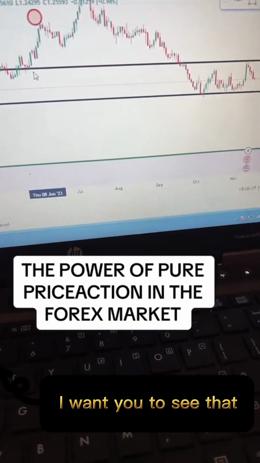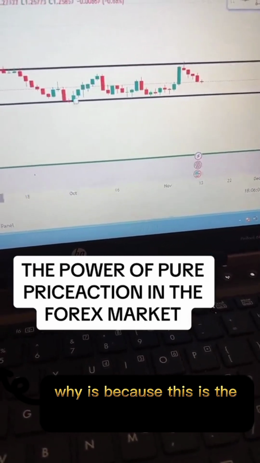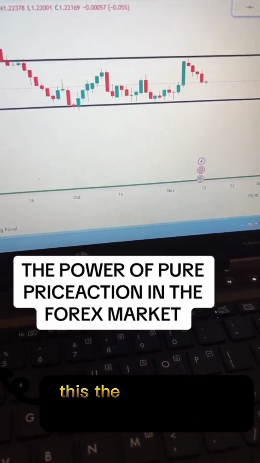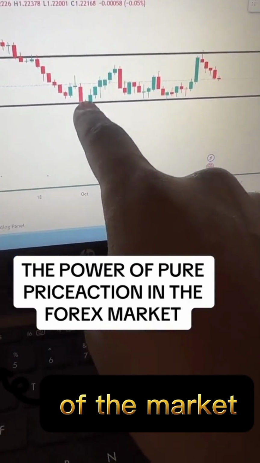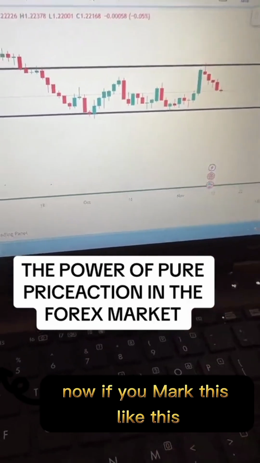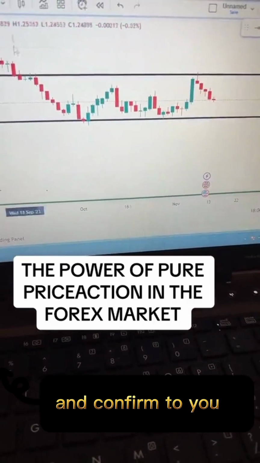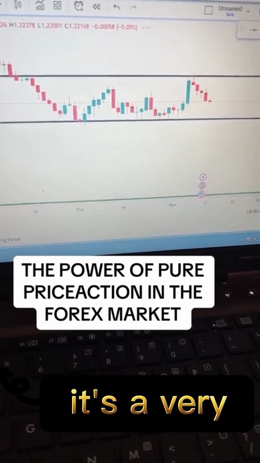I want you to see that we marked the same thing. Why? Because this is the lowest point of the market. This is the lowest bid of the market. You get that? It's like the support of the market. Now if you mark this like this, let me go and confirm to you in the weekly chart that it's a very strong point.